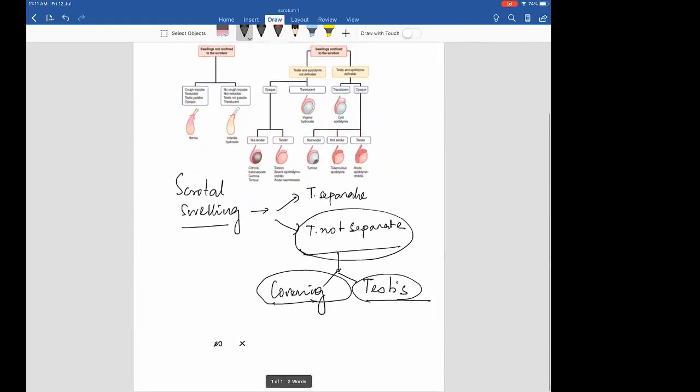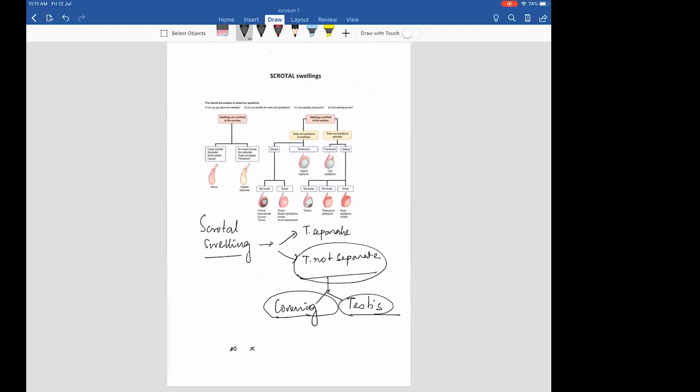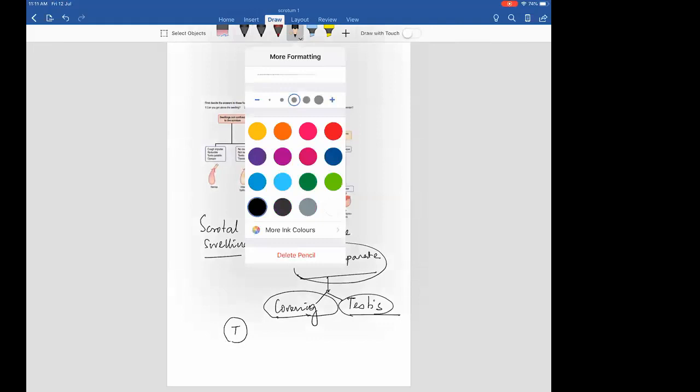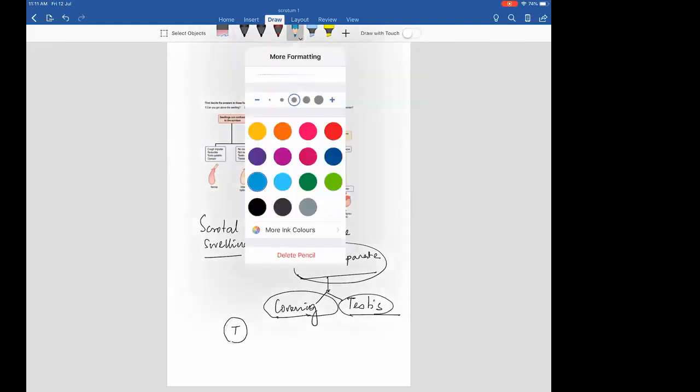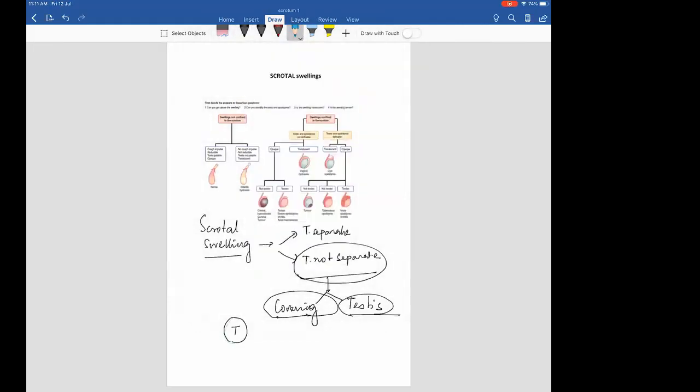Now what do I mean by this covering thing? In simple words, think about the coverings of the testes. What do you mean by this? This is the testes. I will take my pencil and draw the tunica vaginalis, and then I am trying to mark the visceral layer, and the parietal layer.